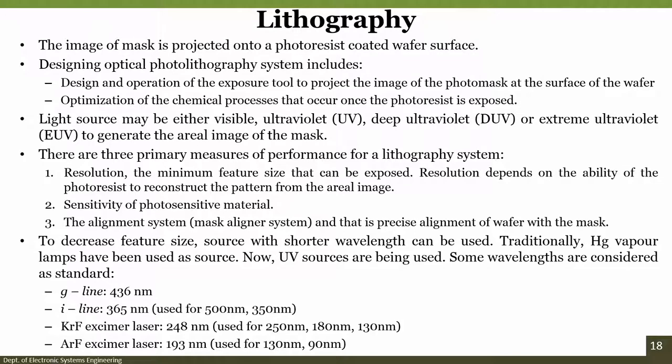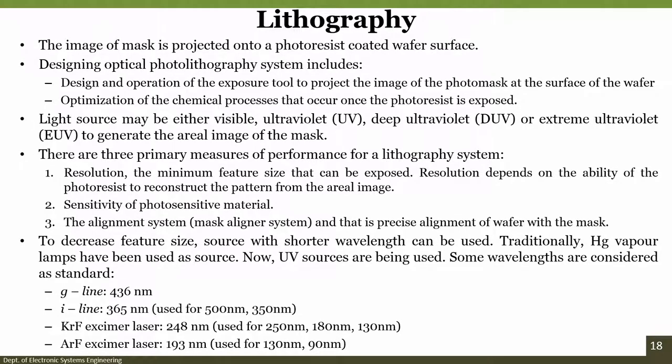If you want to decrease the feature size, going from a few hundred microns to a few tens of microns and further down, then a source with shorter wavelength can be used. That means the shorter the wavelength, the more the features can be reduced. Traditionally, we used mercury vapor lamps, now we are using UV exposure lamps, and some people are also going for e-beam lithography. Not just some people, actually, a lot of e-beam lithography processes are there, for patterning extremely small feature sizes of a few nanometers.